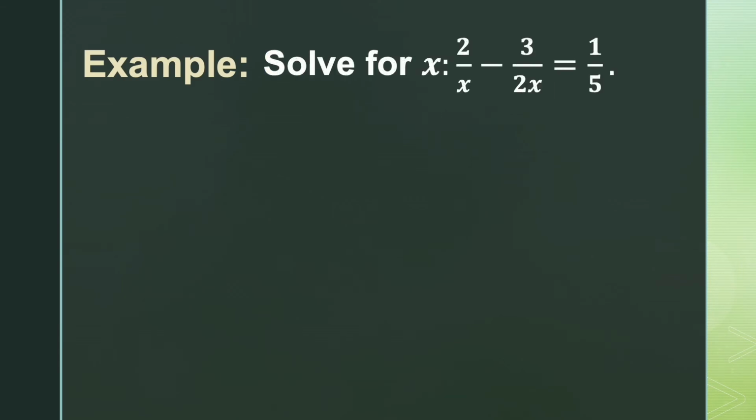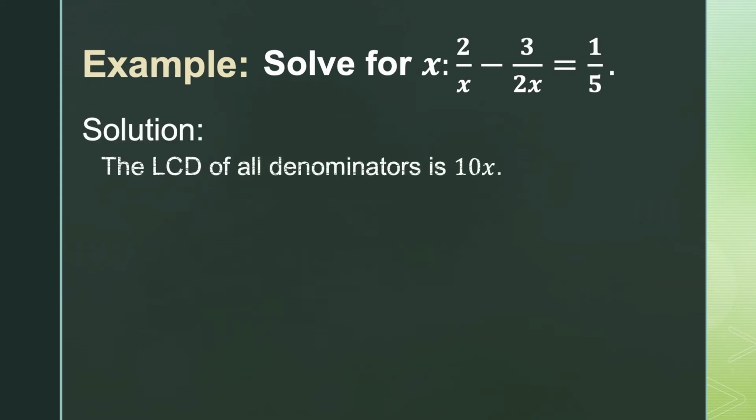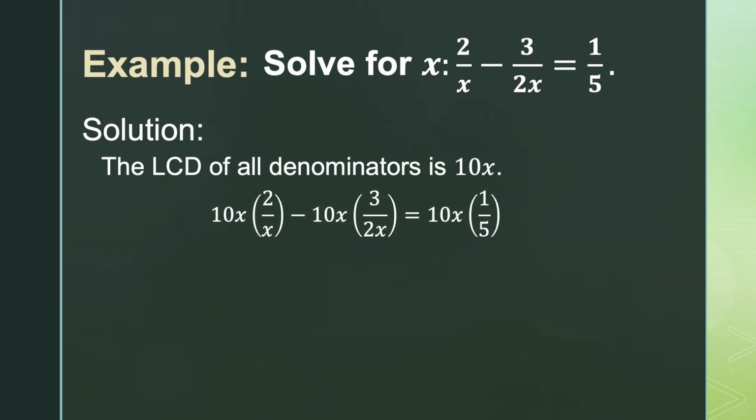We have the following example. Solve for x: 2 over x minus 3 over 2x equals 1 over 5. The LCD of all denominators is 10x. Hence, multiplying 10x on both sides, we have 20 minus 15 equals 2x, which implies 5 equals 2x. Therefore, x equals 5 over 2.